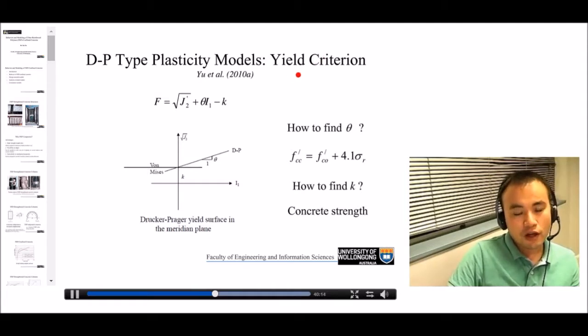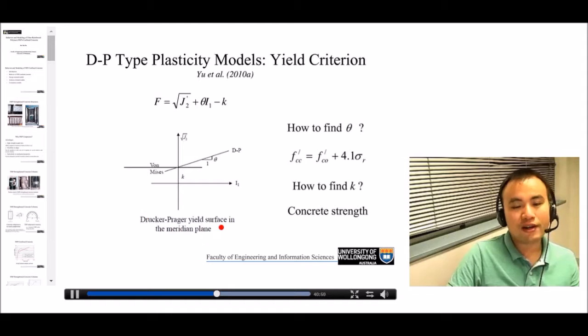Let's look at the yield criterion first. Just now we said in a DP type model, it can reflect the increase of shear strength with the hydrostatic pressure increase, and that is reflected in this two-parameter function for yield criterion. Basically, the yield criterion is a function of J2, which is the second deviatoric stress invariant, and I1, which is the first stress invariant or hydrostatic pressure.